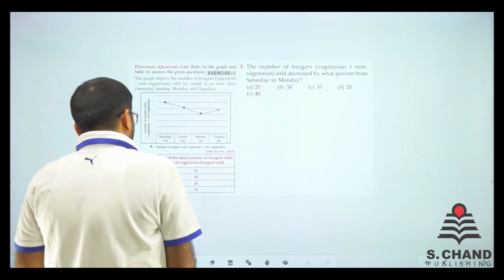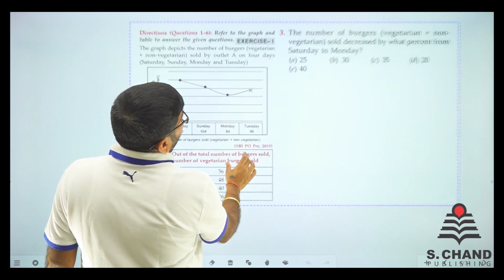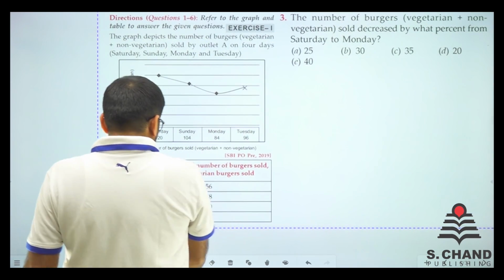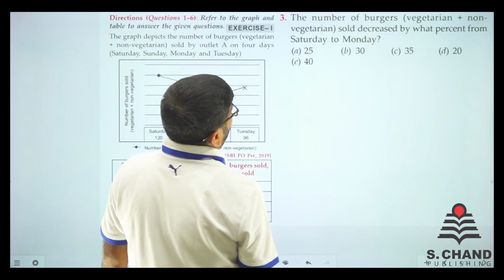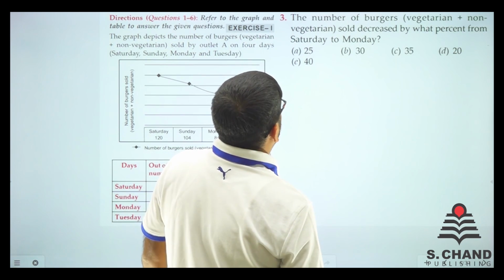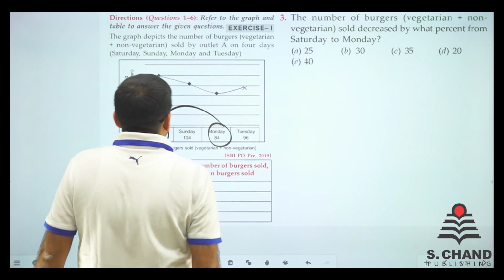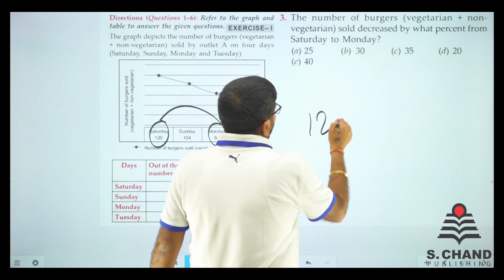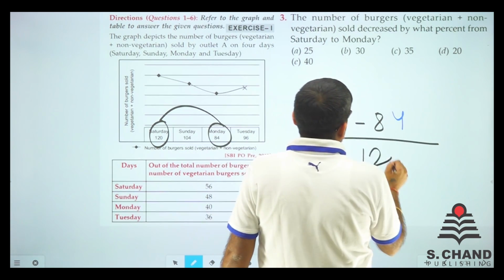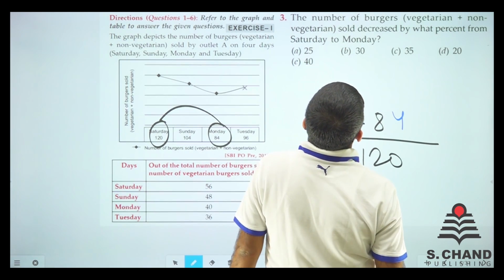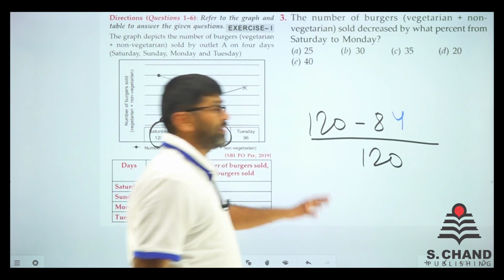Here we go. We have SBI PO pre DI 2019. What does it say? The total number of burgers sold decreased by what percent from Saturday to Monday? Saturday to Monday, right? So it will be 120 minus 84 divided by 120. This is the percentage decrease in the number of burgers.